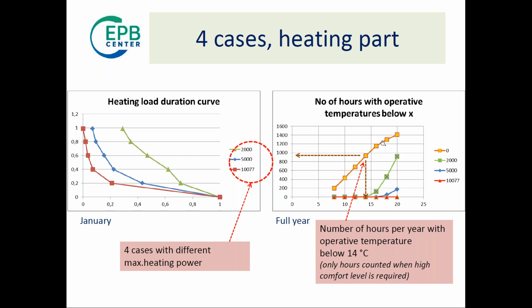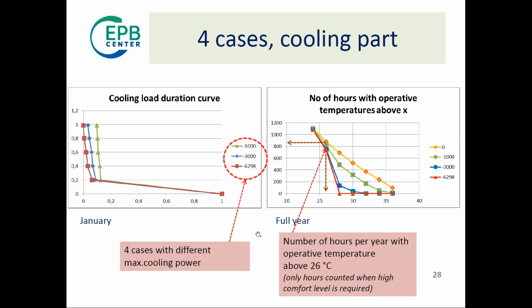So if the system is absent, you have many hours with too low temperature, and if it's undersized, you also have many hours too low temperatures in case of an undersized system.